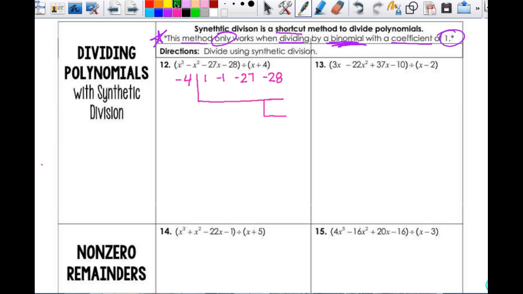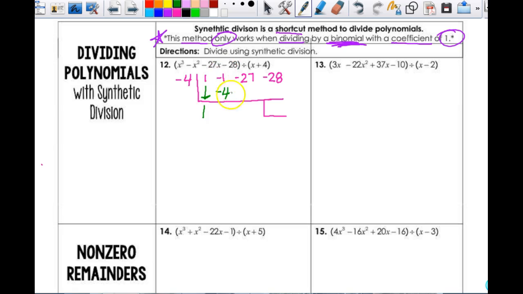Okay, well I have the -4 written down, but I have nothing to add yet either. This 1 right here has to come down. Right? That can just come straight down. Then we multiply, right? What am I going to multiply? -4 and 1, that gives me a -4, right? And it goes right here.